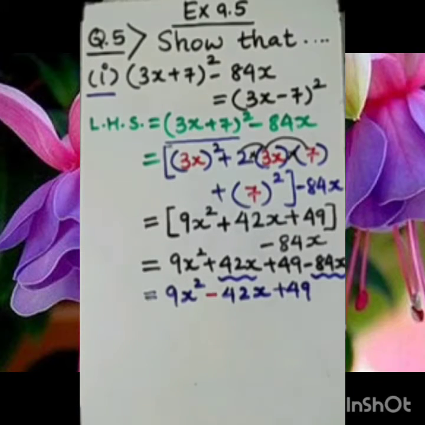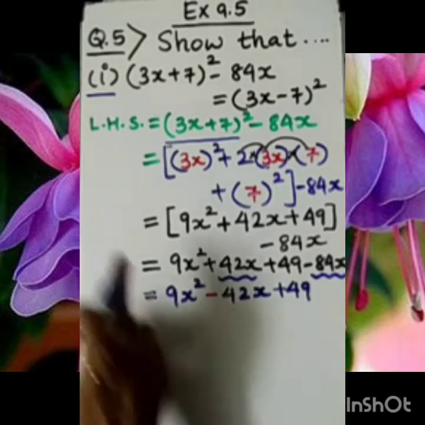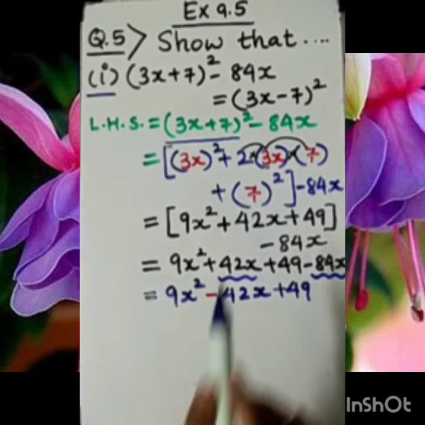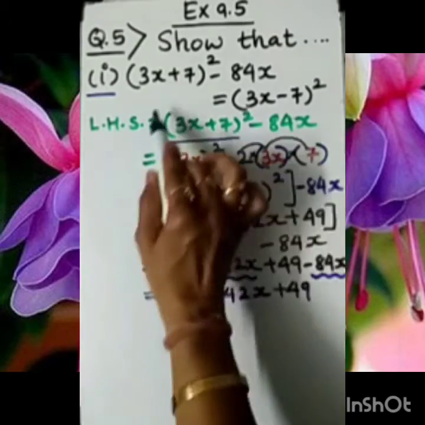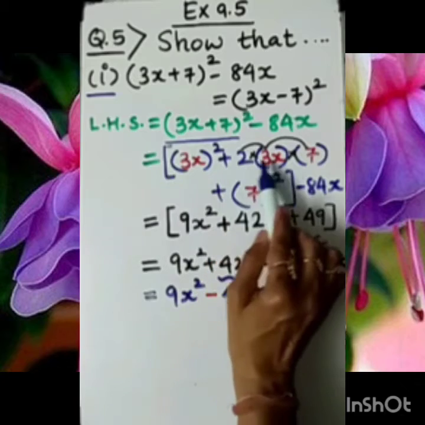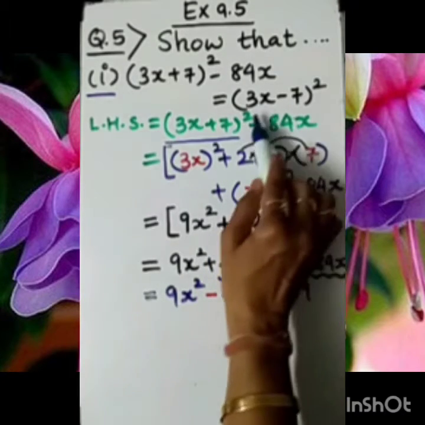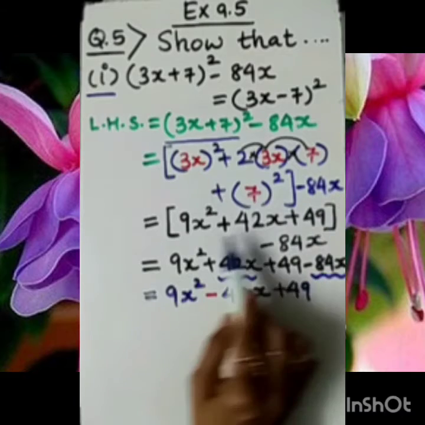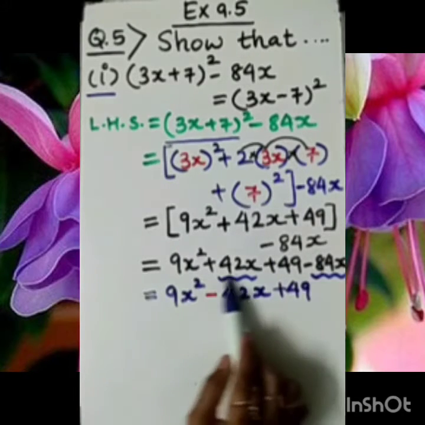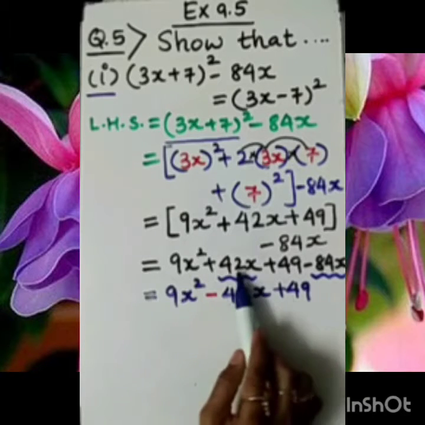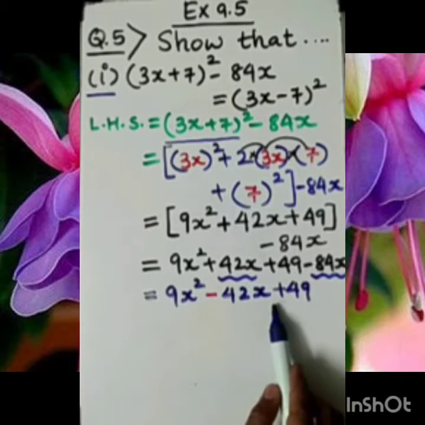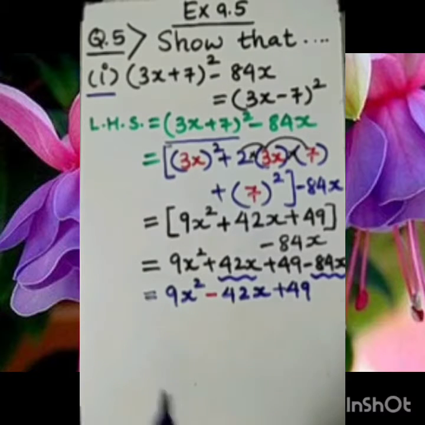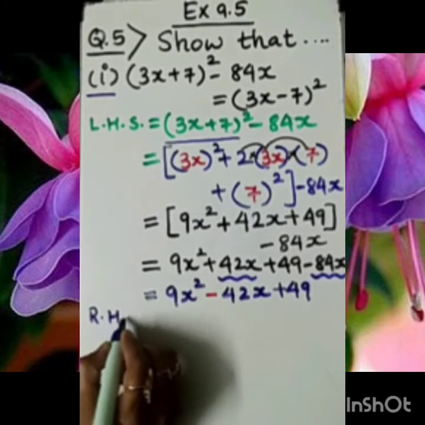This is the simplification of the LHS portion. First, what I have done here, I applied the identity for this portion, that is the first identity, a square plus 2ab plus b square. And at that time, I kept this term as it is. After simplification in the bracket, I opened the bracket and sorted out these two like terms. So I have these three terms as a result, that is the expression 9x square minus 42x plus 49. Clear? Now let's work out on RHS, right hand side.